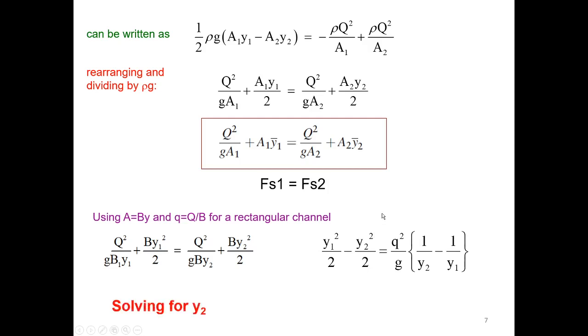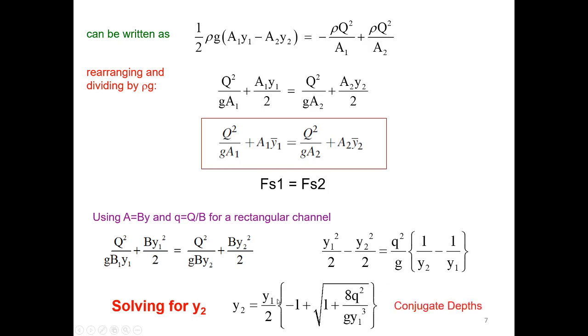If I solve this equation for y2, I can find a relationship based on y1 and q for y2. So one of the unknowns, which is y1 or y2, can be found using this formula. When you know y1 and the discharge for a given discharge, you can find y2, and vice versa. If you know y2, you can find y1. As I already told, y1 is the initial depth, y2 is the sequent depth, and both are also called conjugate depths.